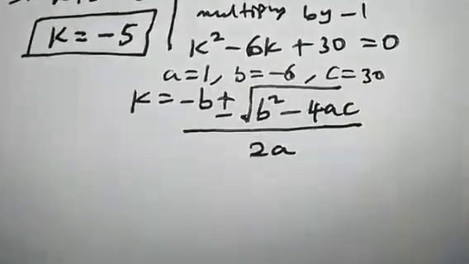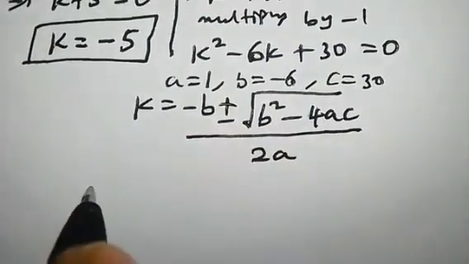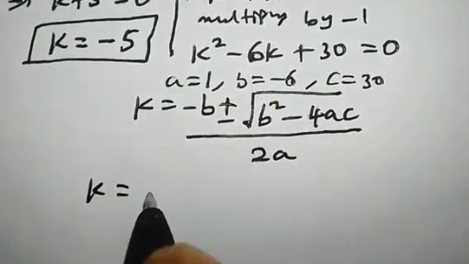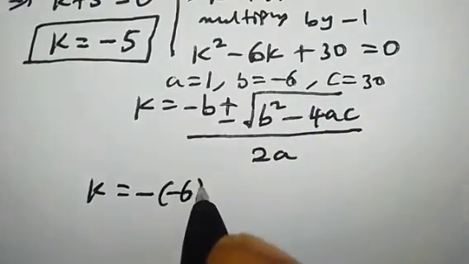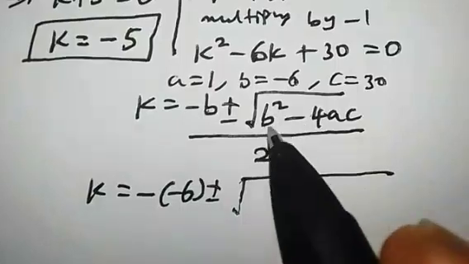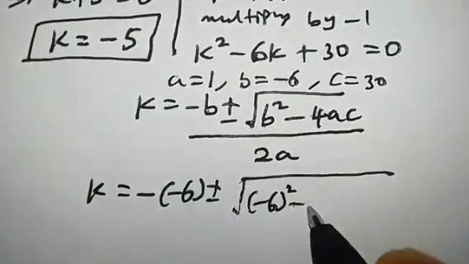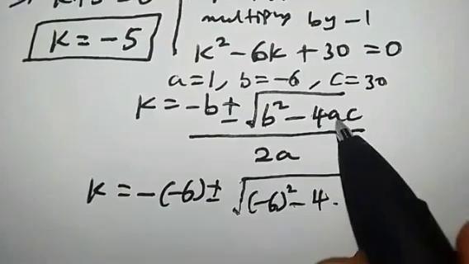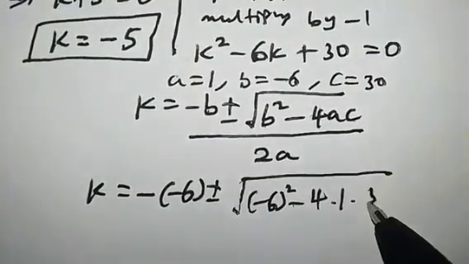So what we have to do now is to plug in these values into this. So k equal to minus b, which is negative 6, plus or minus the square root of b square, that is minus 6 all squared, minus 4 times a, which is 1, times c, which is 30.